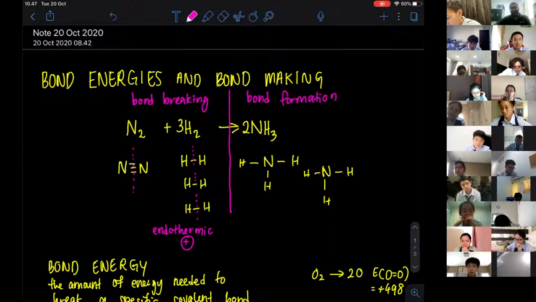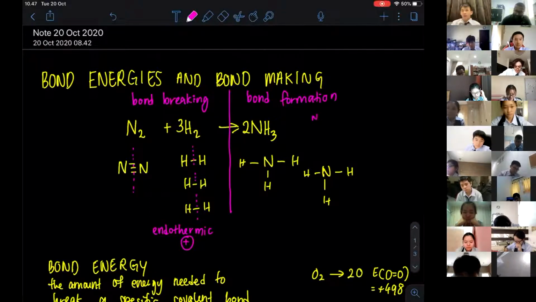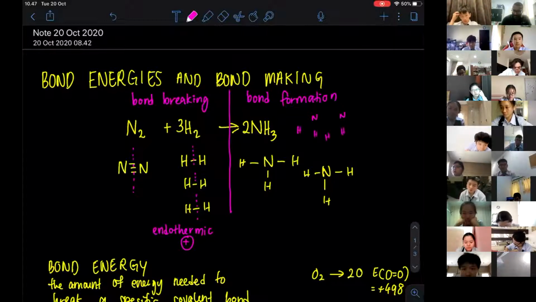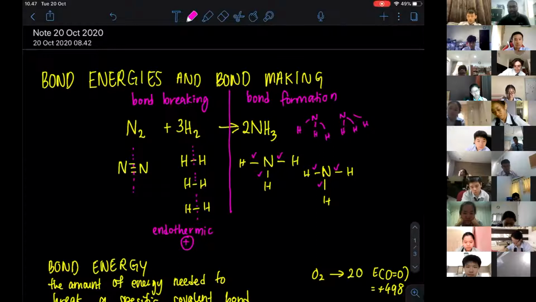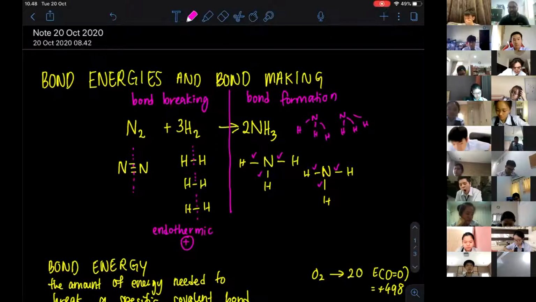Now, when we look at bond formation, it comes after you have nitrogen and nitrogen free, and hydrogen, hydrogen, hydrogen free. But now they start to form bonds. There are a total of 6 bonds that are going to be formed here. So when they are moving, come to one place and stop moving, what happens to the kinetic energy? It will be released to the surroundings in the form of heat. So that is what is going to happen.